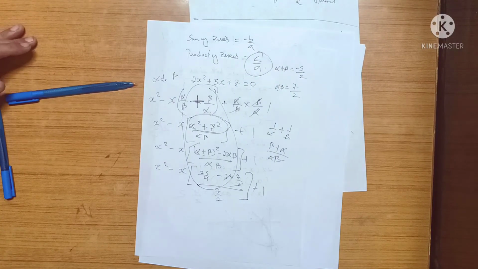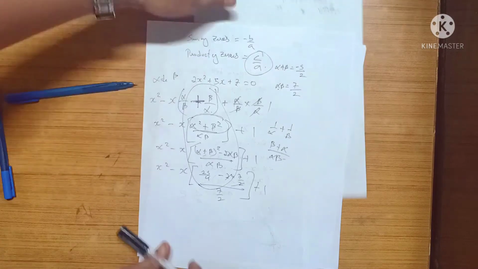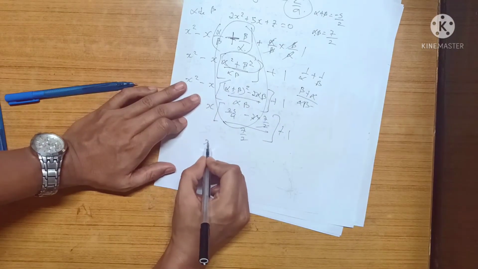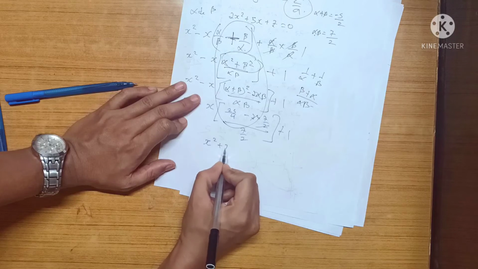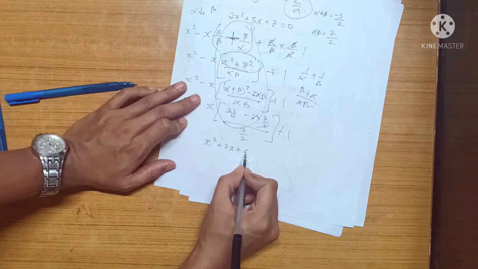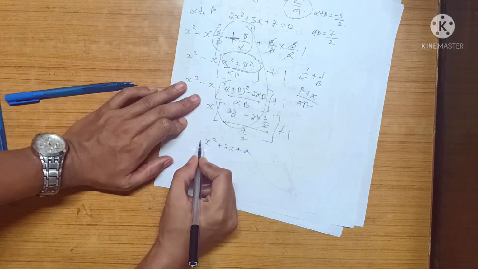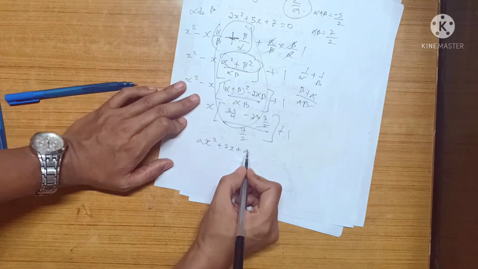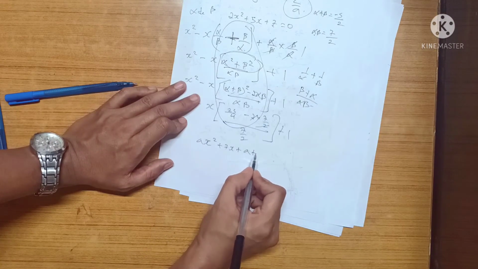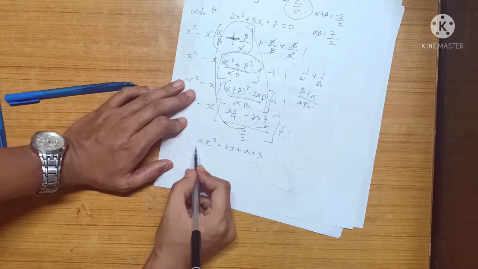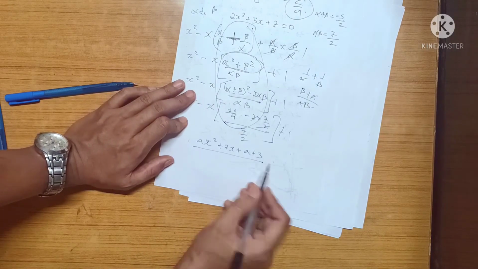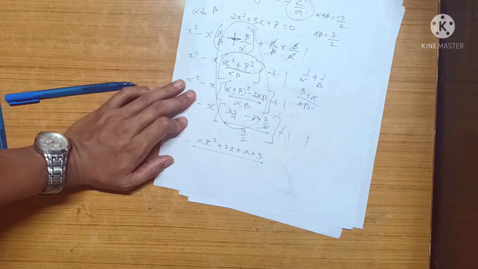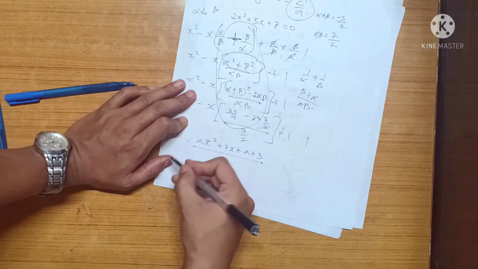So that's one of the things. And suppose you have ax squared plus 7x plus, let's say, a plus 3. This is an equation, suppose, and they're saying one of the zeros is 1. You're supposed to find the value of a.